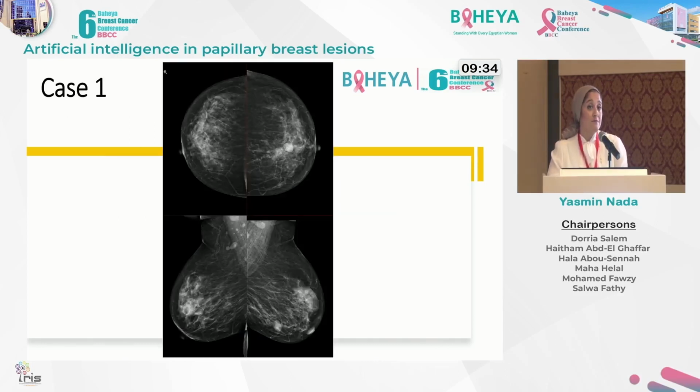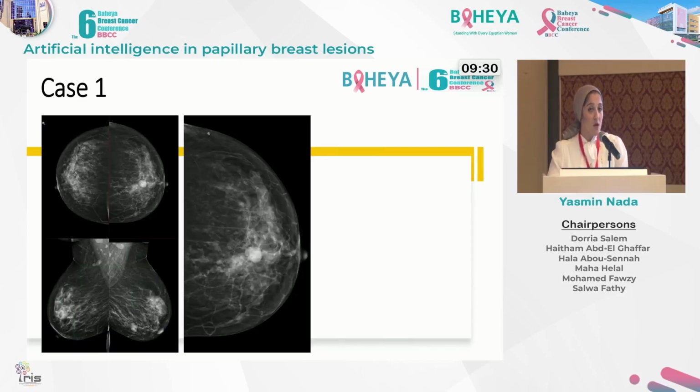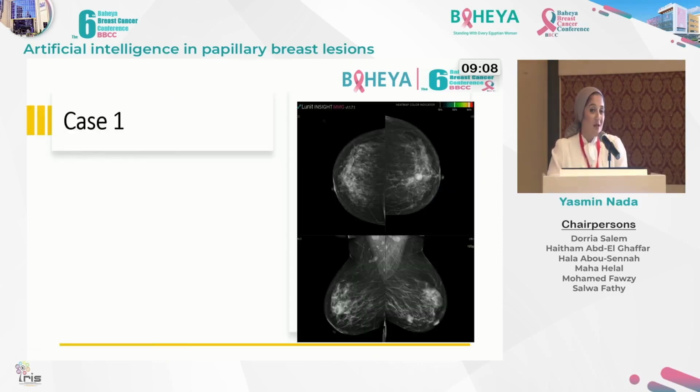Right or left? Left. Okay, let's see it in close. It's a well-circumscribed, centrally located lesion, seen retroareolar with associated anterior tubular density. It seems to be a dilated duct. Let's see the AI. What's the score? What do you think? Is it benign or suspicious? Okay, let's see the AI. No score. The AI didn't give it any score. So the result came out to be papillary DCIS because it's a well-circumscribed lesion.